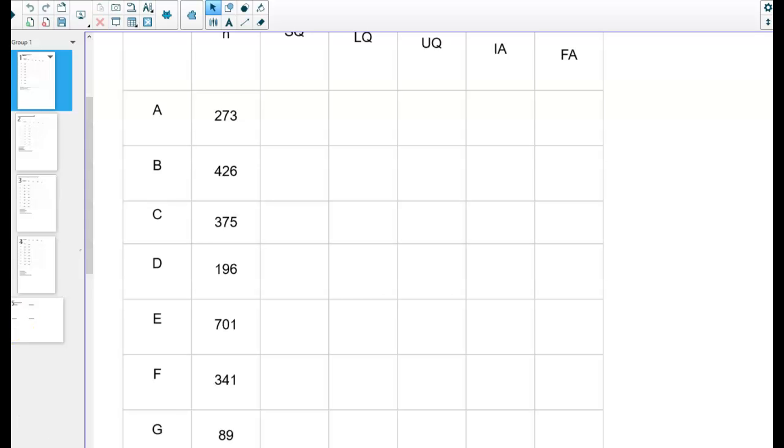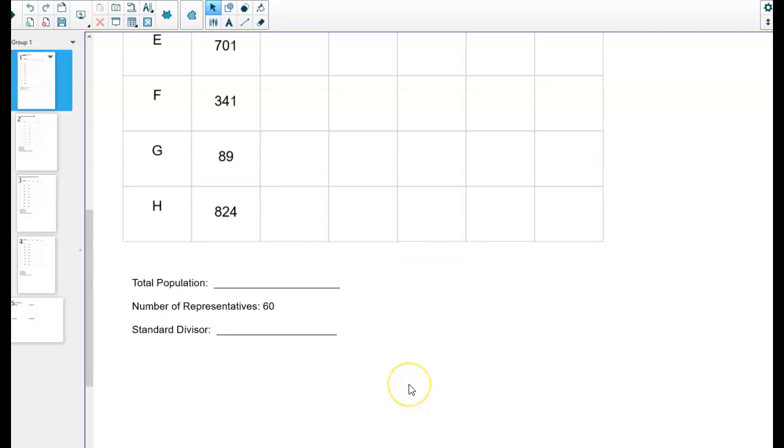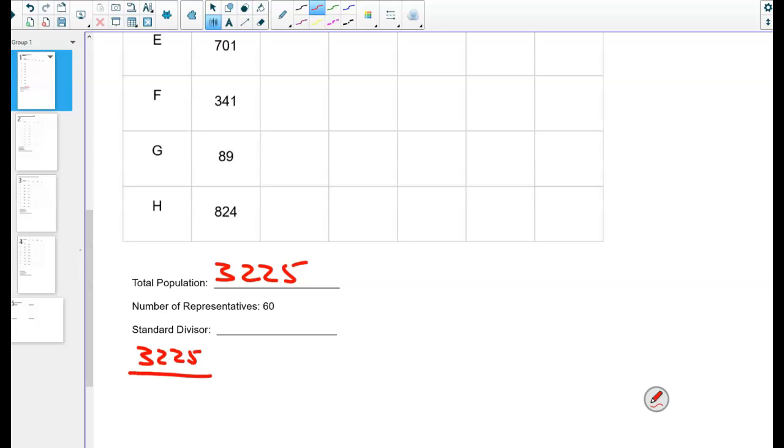Right, so when we do these problems, our first step is we've got to get a total population. When I add up the populations of the 8 groups, I get 3,225. And then I need to take that 3,225 and divide it by 60. And when I divide that by 60, I get 53.75. Okay, so there's our total population, and there's our standard divisor.